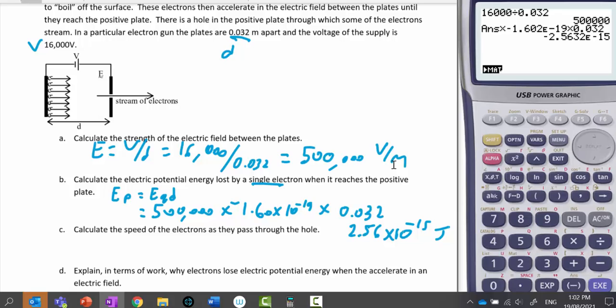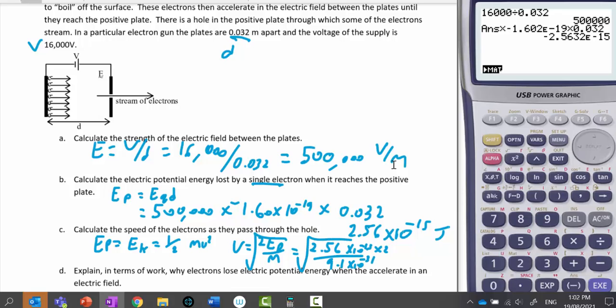So it then says calculate the speed, and so now we're saying that EP equals EK all over again, which is a half mass times velocity squared, and so we're timesing by 2, dividing by the mass. So velocity is the square root of 2 EP divided by the mass. If you're not very good at the algebra, that's fine. You just type it into equation solver. So 2.56 times 10 to the minus 15 times 2 divided by the mass of an electron, which is 9.1 times 10 to the minus 31, and that number will be given to you, so don't stress out too much.